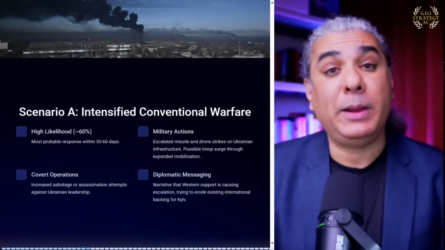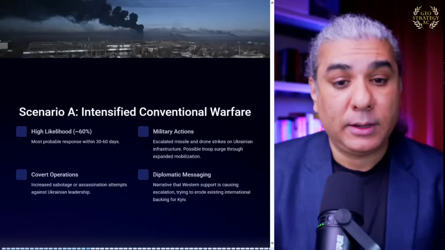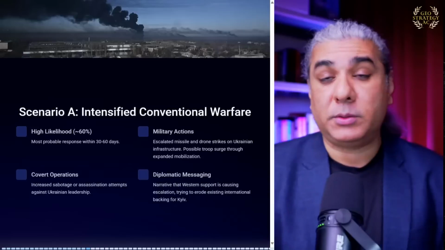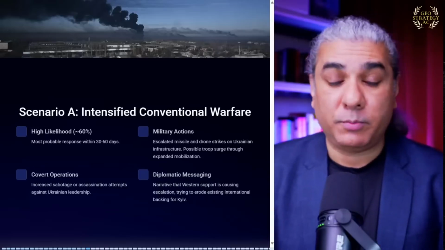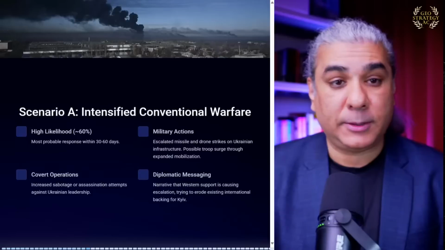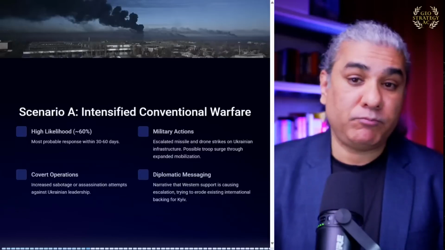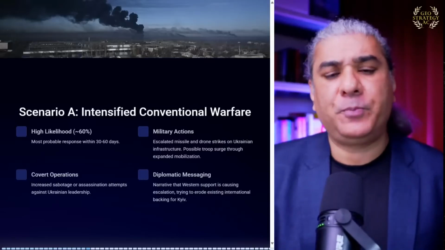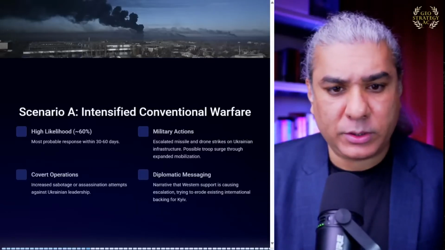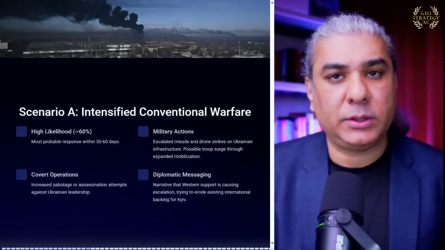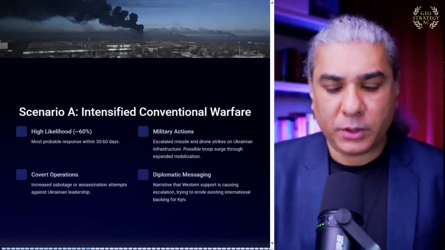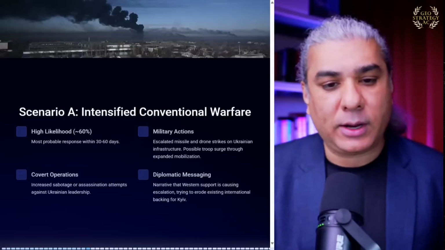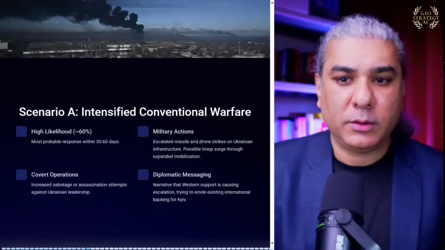Yeah, there could be military actions, of course, escalated missile strikes, escalated drone strikes on Ukrainian infrastructure. There could be a potential troop surge. They could mobilize more troops, and there could be land-based incursions into Ukraine, maybe through Sumy or somewhere else. And there will be diplomatic messaging in this scenario from Russia that Western support is causing the escalation. It is Western provocations done through Ukraine that are causing the provocation, and Russia will try to erode whatever existing international support exists for Ukraine.